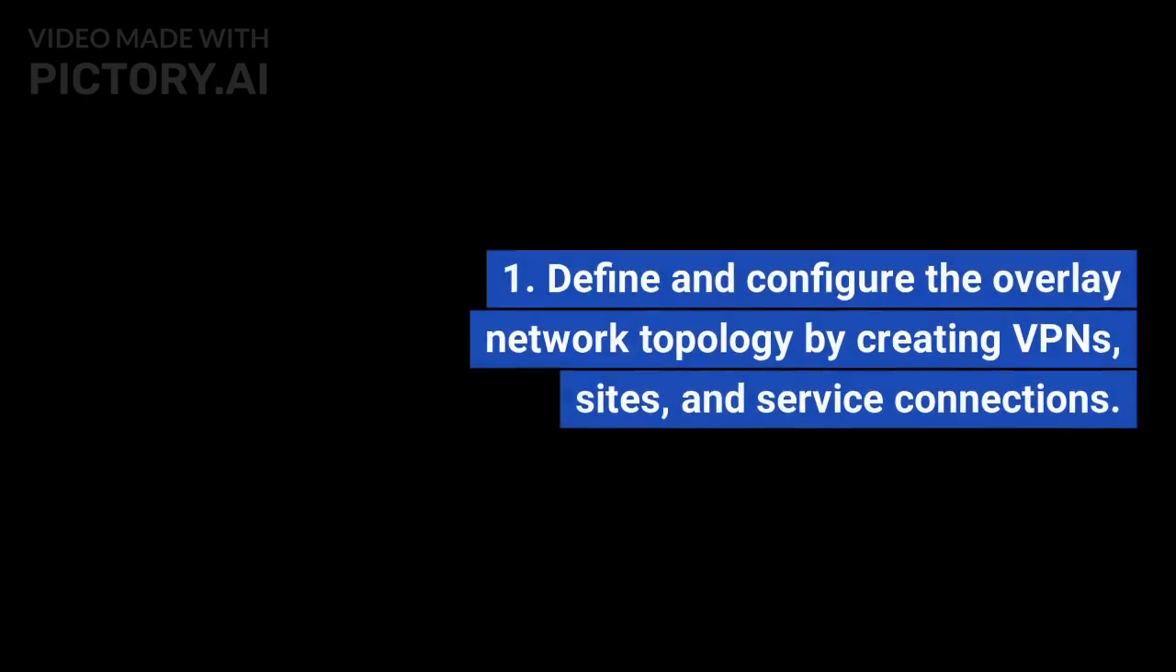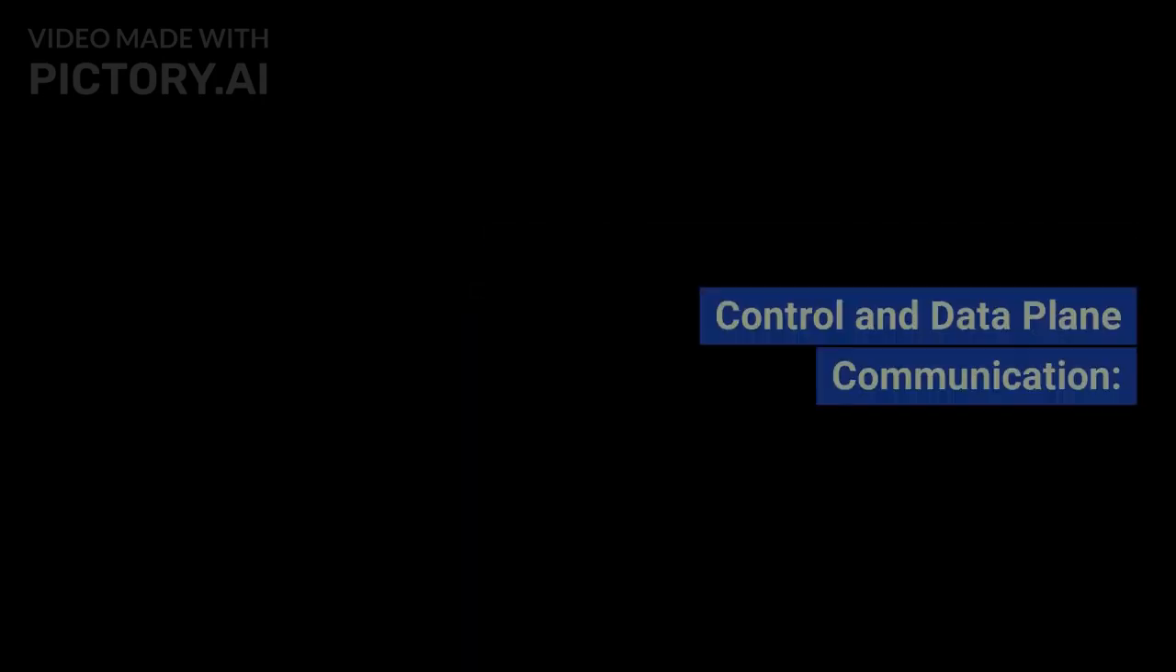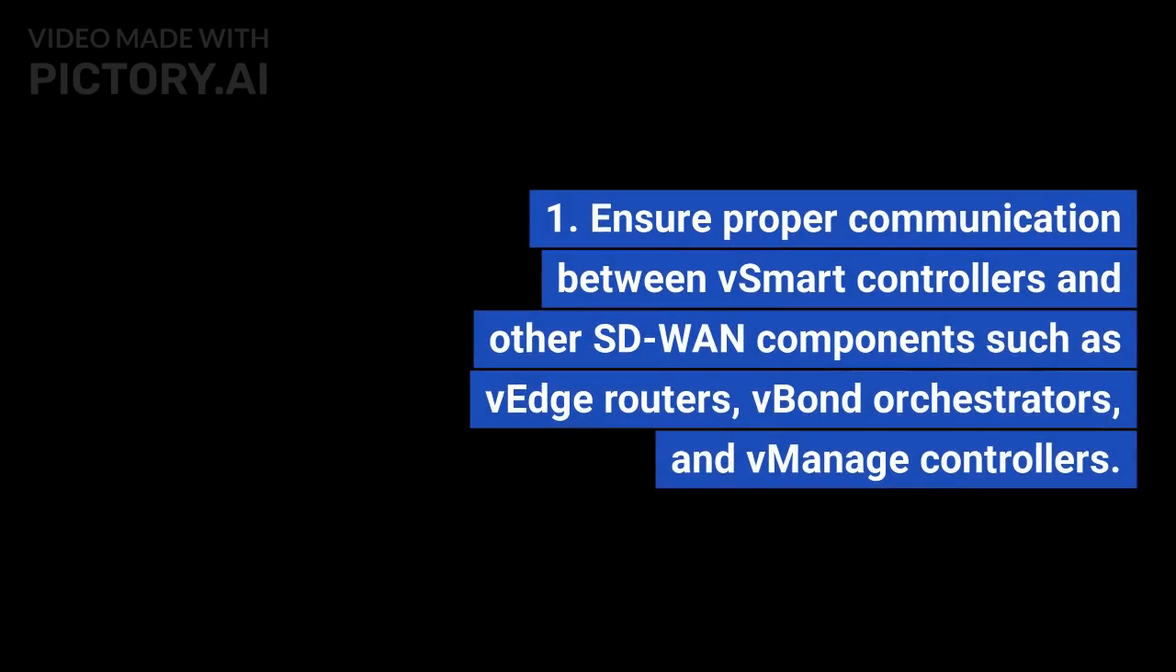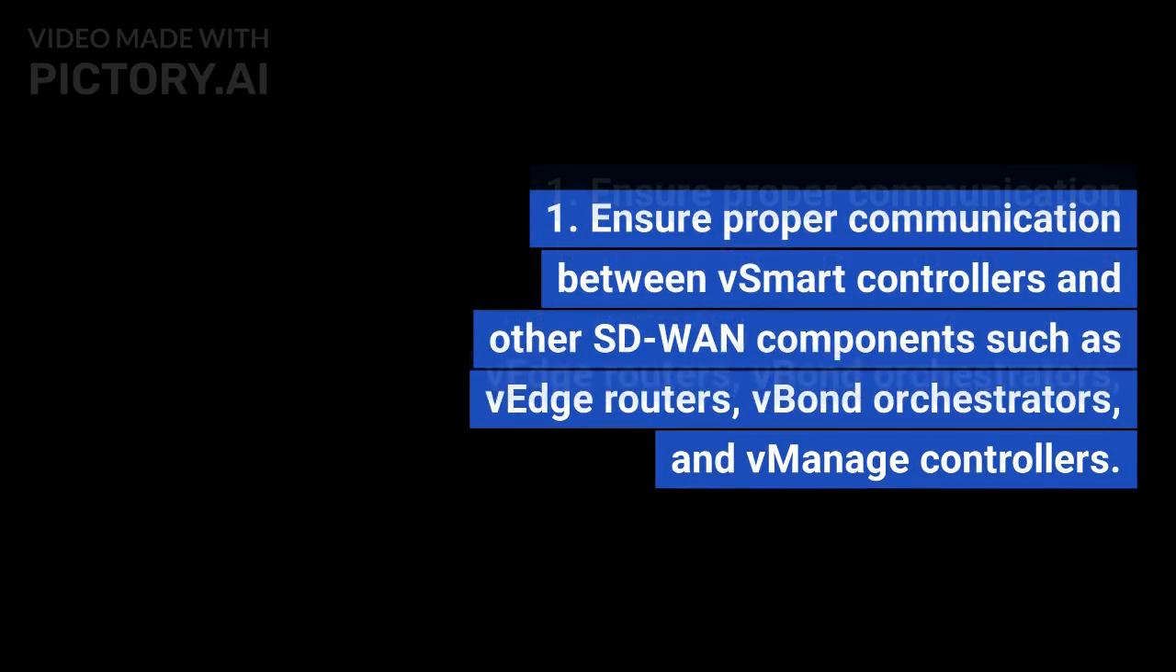Overlay network creation. 1. Define and configure the overlay network topology by creating VPNs, sites, and service connections. Control and data plane communication. 1. Ensure proper communication between vSmart controllers and other SD-WAN components such as vEdge routers, vBond orchestrators, and vManage controllers.